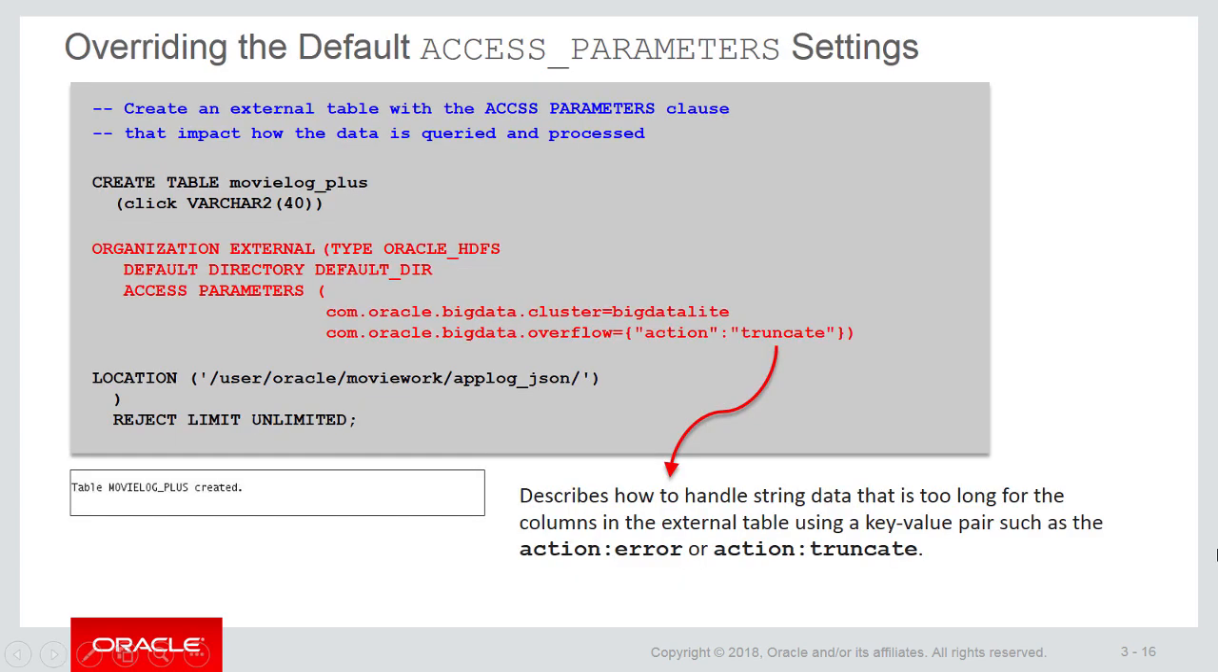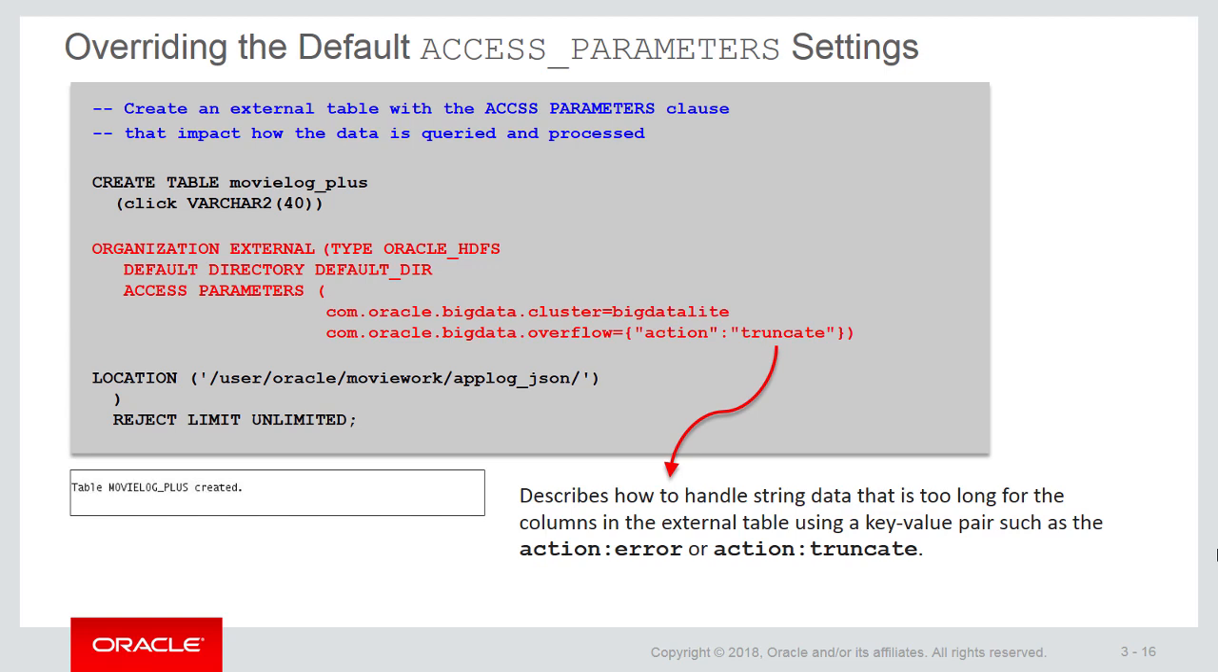You can override the default behavior of the Oracle HDFS access driver by setting properties in the access parameters clause of the external table definition. The access parameters clause provides information that the access driver needs to load the data correctly into the external table. The example specifies two properties within the access parameters clause. The com.oracle.bigdata.overflow parameter describes how to handle string data that is too long for the columns in the external table. In this example, values longer than 40 characters for the click column are truncated.